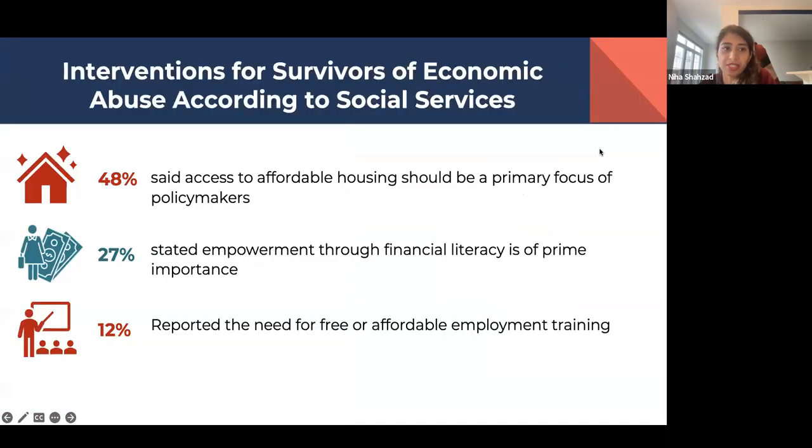So how do we support our survivors? Our social service providers in our national study said, 48% of those social service providers said that access to affordable housing should be a primary focus for policymakers. 27% of the social services said that empowerment through financial literacy is of prime importance for survivors and victims. And 12% also said there was a real need for free or affordable employment training.